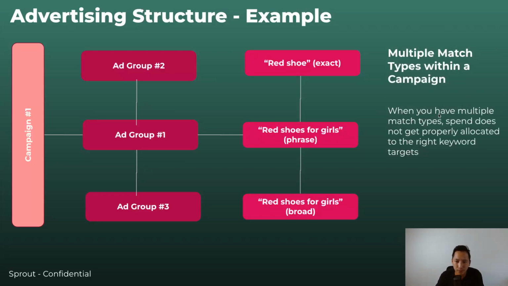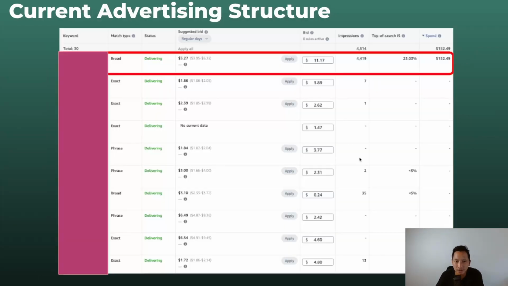The second example that I see oftentimes with brands is you have three ad groups again, but within one ad group, you have multiple match types within a campaign. Red shoes for girls, red shoes for girls, different sort of keyword match types. And then we're going to get into why this is problematic. So this is a real life example from a brand. You'll notice under the match type column, they have multiple match types: broad, exact, phrase. We shaded out the exact keywords just for privacy purposes, but that doesn't really matter.